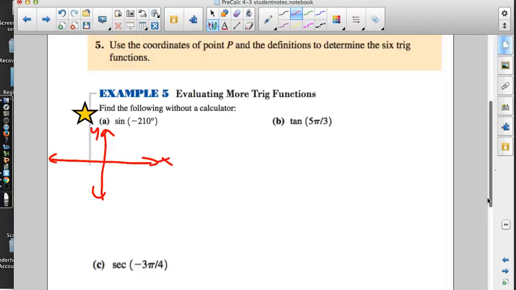All right, negative 210. What's that supposed to tell me? Clockwise. All right, so clockwise, there's 180, and I have to go a little more. How much little more? 30. Oh, and we just told ourselves what kind of triangle we're going to have here. Yeah, that's not readable. I will draw an arrow.